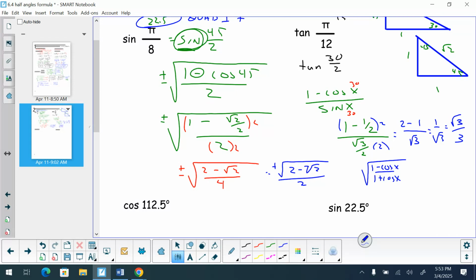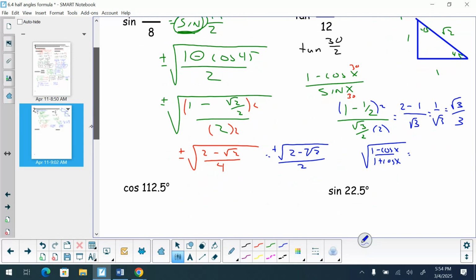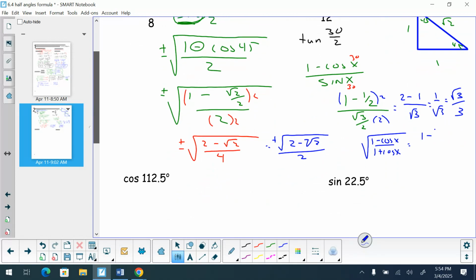The cosine of x is 1/2. So we have 1 minus 1/2 on top, and then 1 plus 1/2 on the bottom. Square root of that. Once again, multiplying everything by 2, we have 2 minus 1 on top and 1 plus 2, or 2 plus 1 on the bottom. Now that takes us back to 1 over square root of 3 again. Either way is correct.